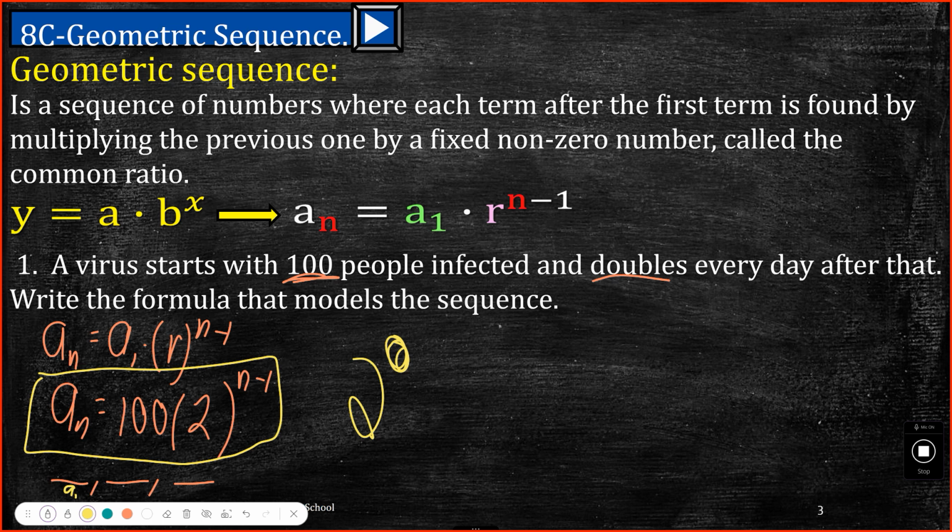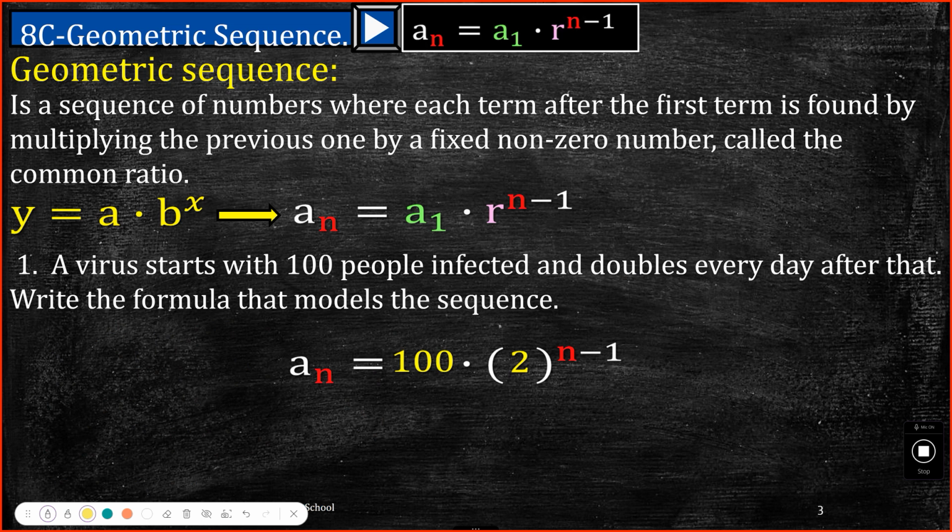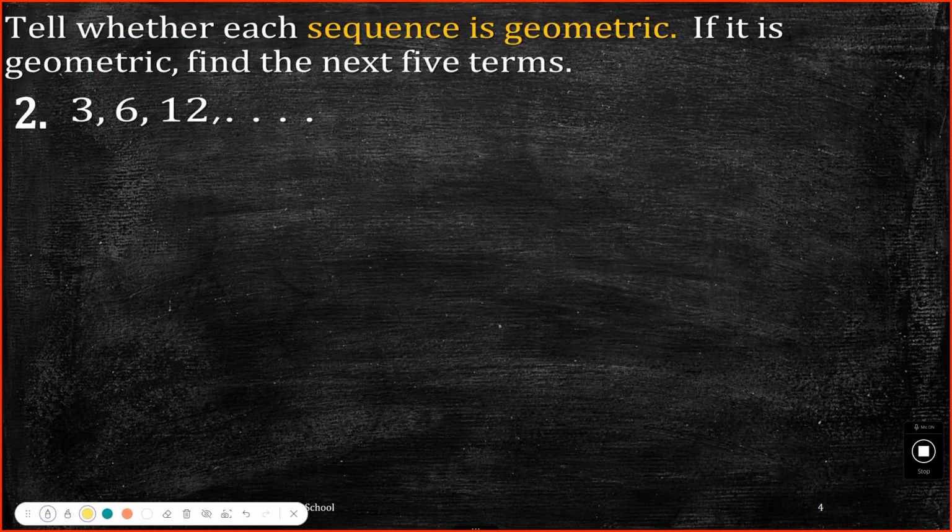Make sense? Let's do the next one. N is 2 for A sub 2. We don't have to be doing this, but I just want to do it. What's 2 take away 1? 2 minus 1 is 1. 2 to the 1 power is 2. 2 times 100 is 200. This is working. That's the formula. Easy. All right, let's go.